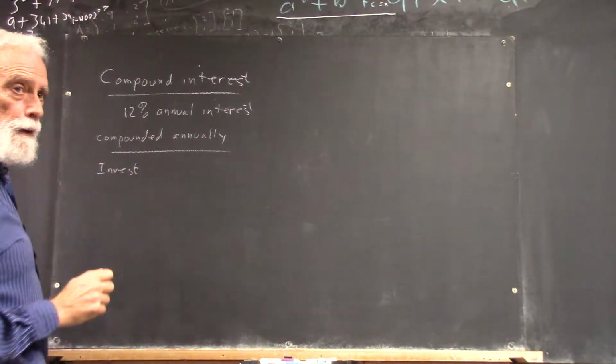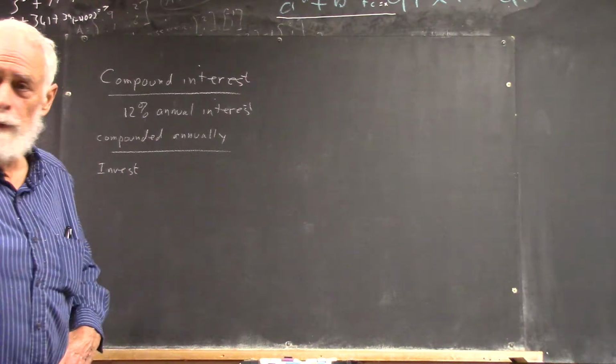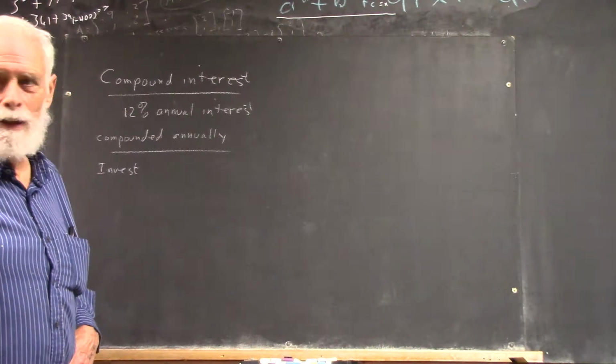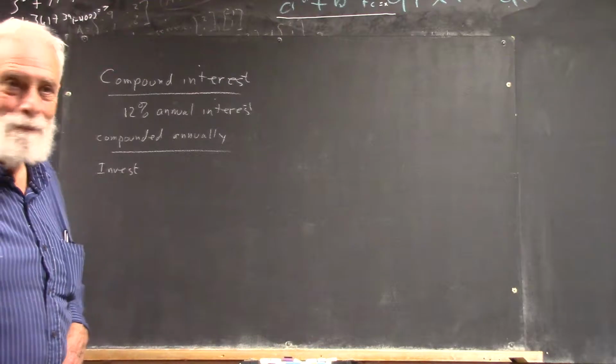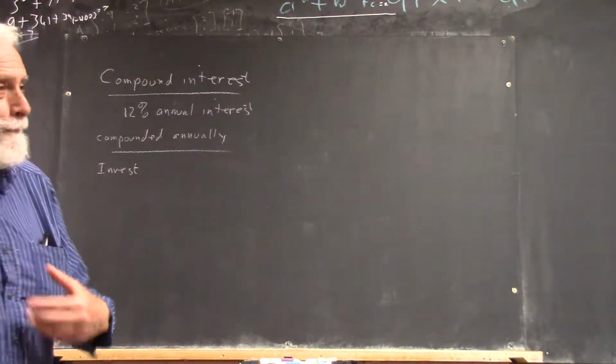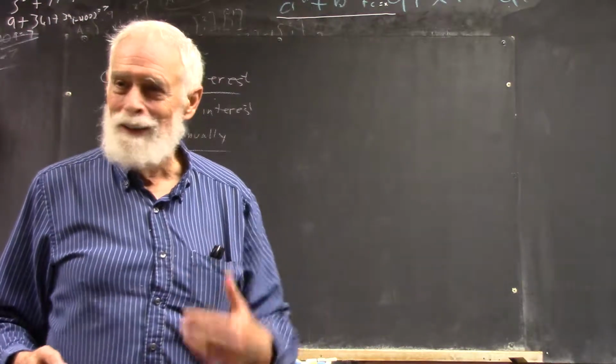How much money do you want to invest? $2 million, $3 million? Now let's go with something more realistic, a number that you can understand, $1,000. Okay? Everybody's got $1,000 in their pocket. They could invest.